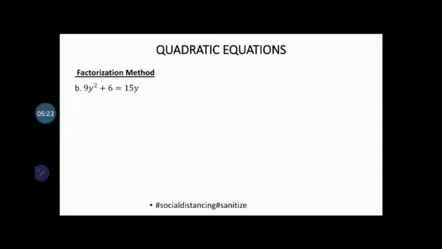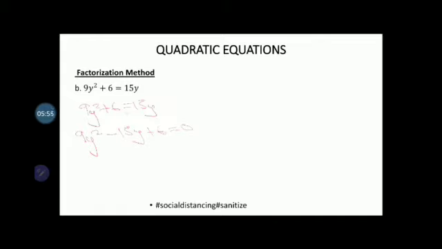So for our second one, you need to rearrange it first for you to have a proper quadratic equation. So you're going to have 9y squared plus 6 is equal to 15y. So the 15y crosses over. You're going to have 9y squared minus 15y plus 6 is equal to 0. So notice we just rearrange them.